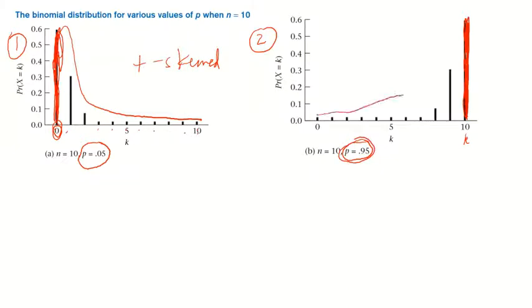And this graph is just the opposite of the first one. This one is extremely negatively skewed. Meaning to say, its tail is towards the negative side, or towards the left.